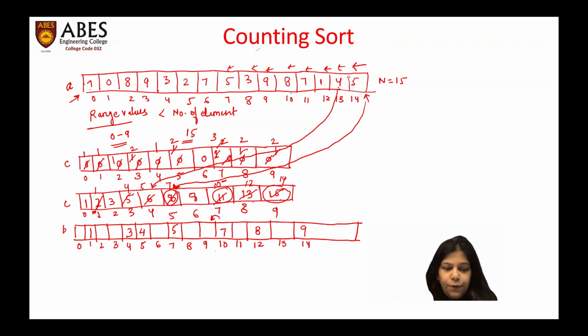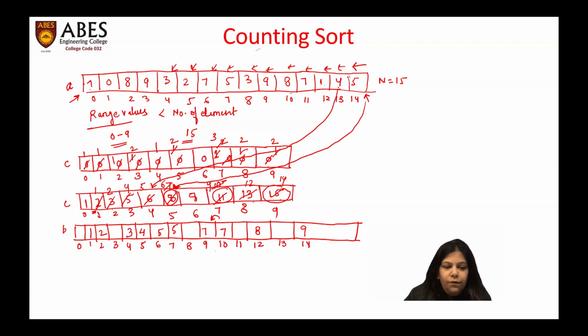Then we have 5. Now see for 5. For 5, the value is decremented to 7. So this time the index that we will get is 6, right? So value 5 will be stored on index number 6. And this will be decremented to 6. The next element is 7. For 7, we have 10. That means it will be stored on 9. And this value will be reduced to 9 for further use. Then we have 2. For 2, we have value 3. So this will be stored at index 2. And this value will become 2.